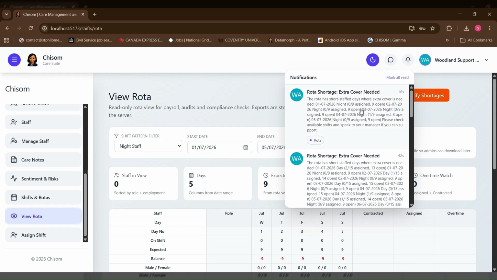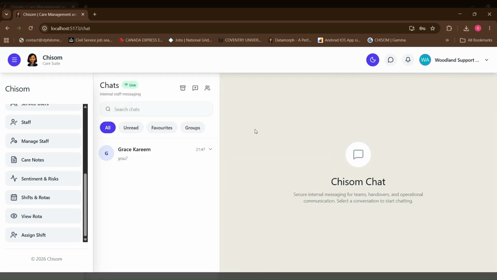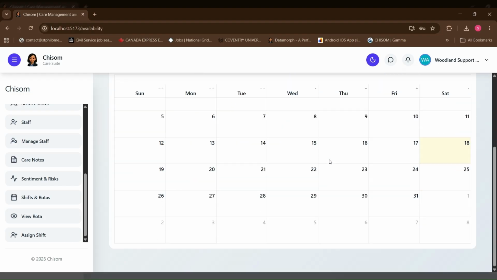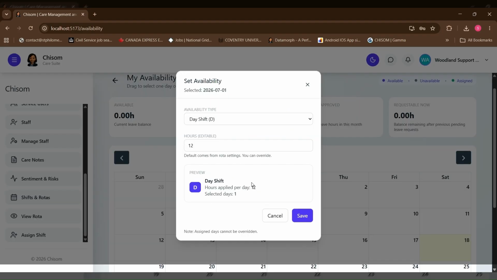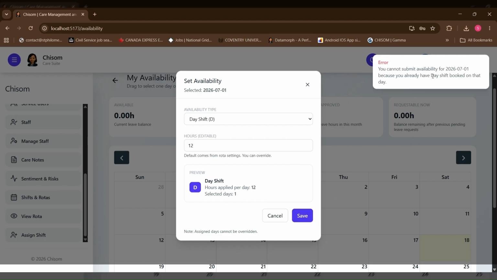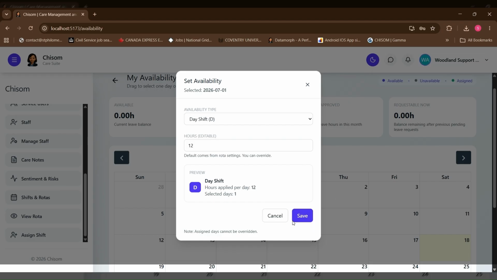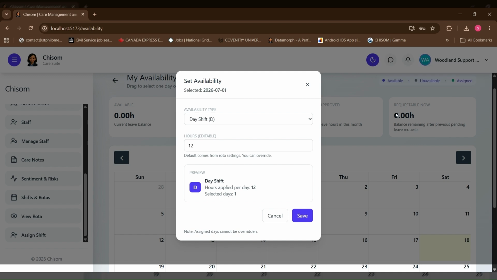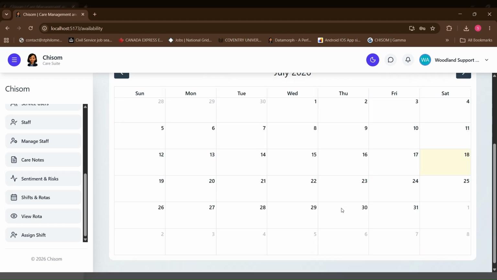You're able to see all the staff that are willing to take shifts. They can come over here, and this is where they come to availability, and then they choose the day they want to work. Let me say I click on this now. You cannot submit availability because you're already on shift that day. So for the days that the staff is already on shift, you cannot take availability.